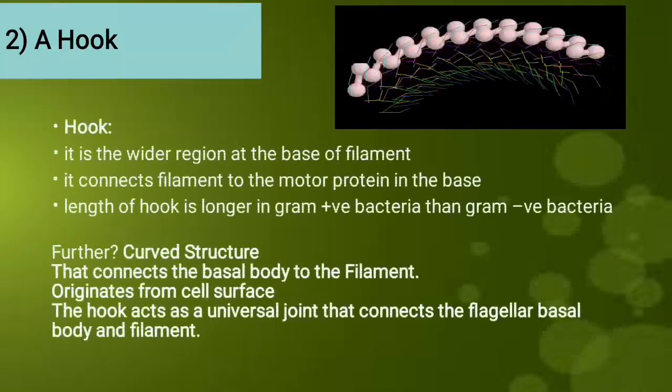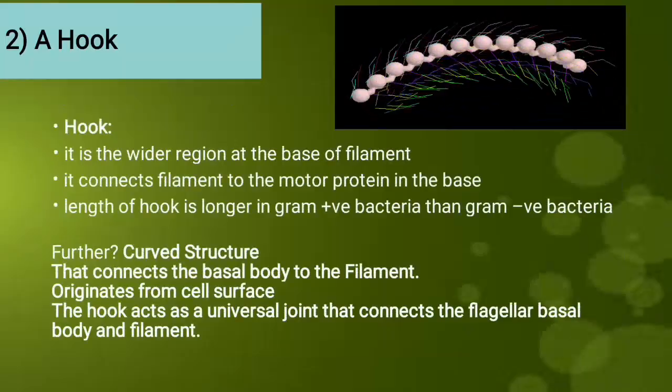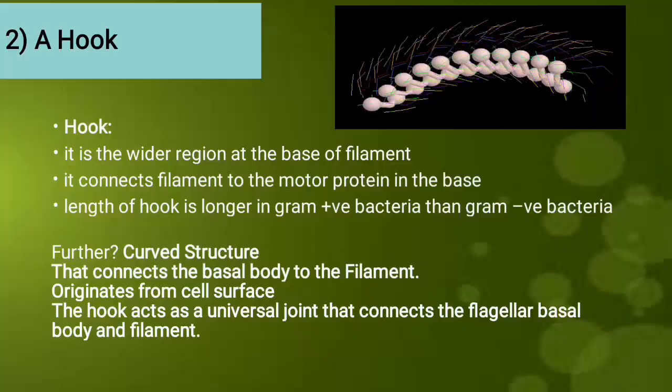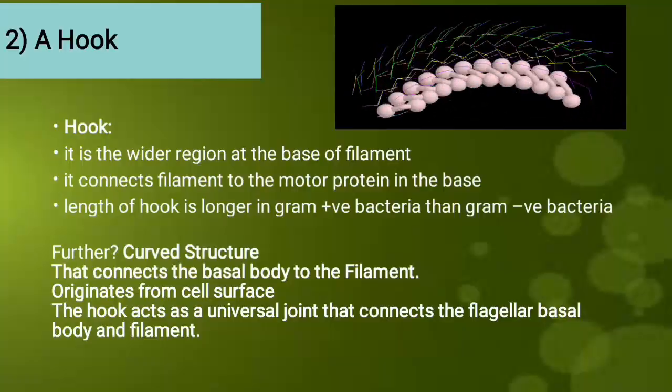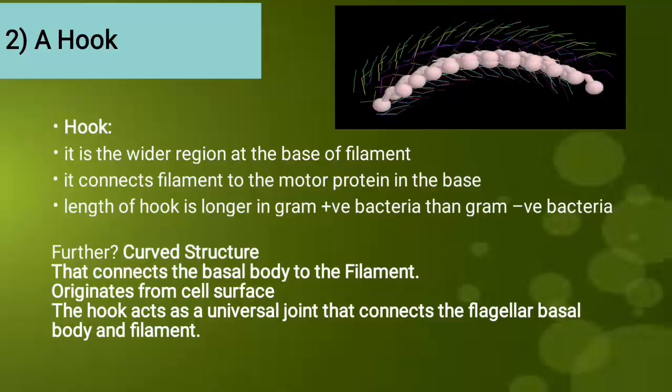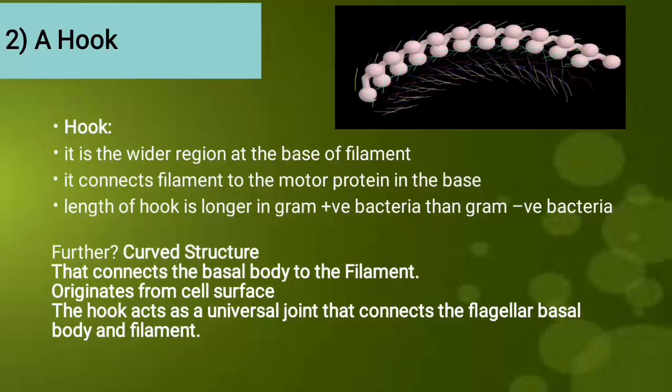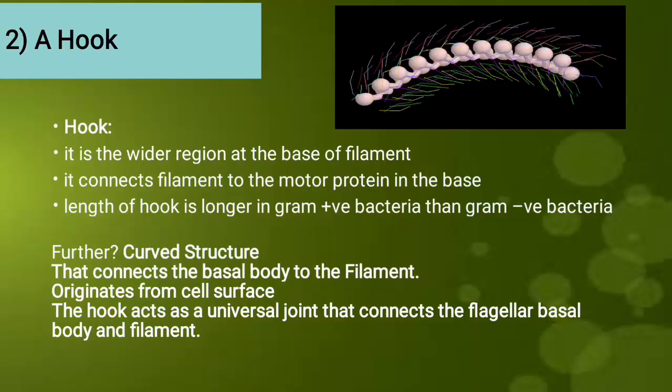Second part, that is the hook. It is a wider region at the base of the filament. It connects the filament to the motor protein in the base. The length of the hook is longer in gram-positive bacteria than in gram-negative bacteria. If we describe this further, the hook is a curved structure that connects the basal body to the filament that originates from the cell surface, and the hook acts as a universal joint that connects the flagellar basal body and the filament.